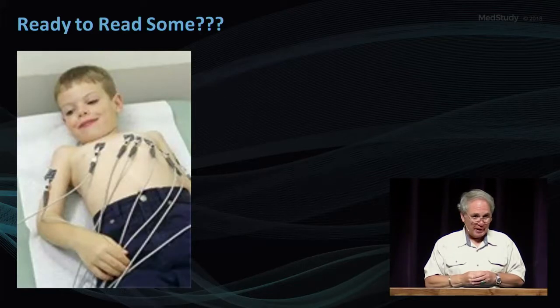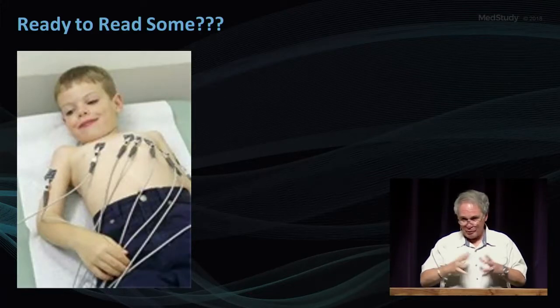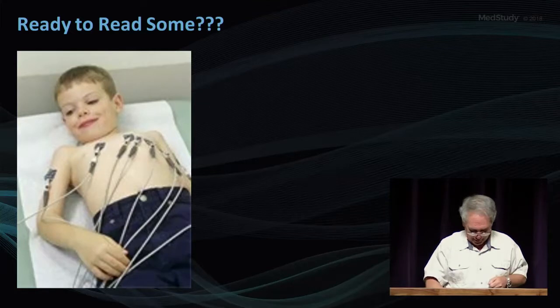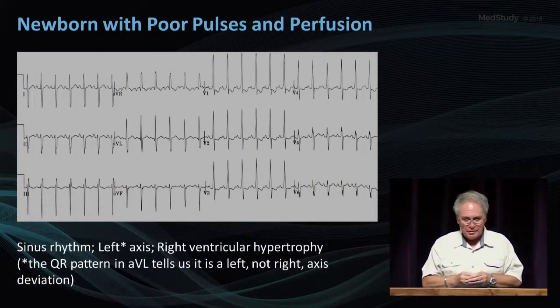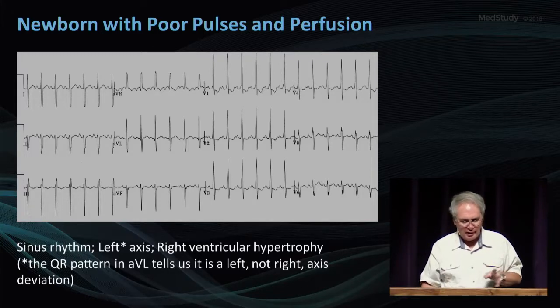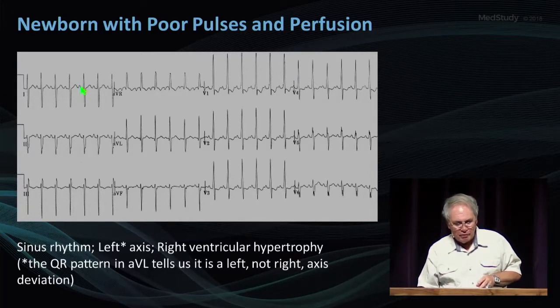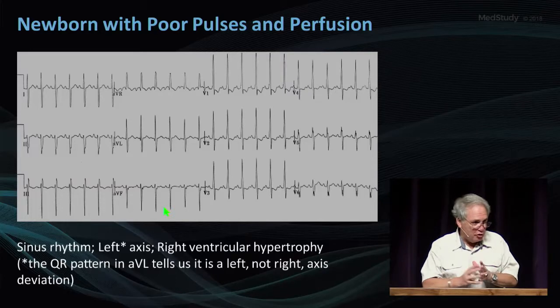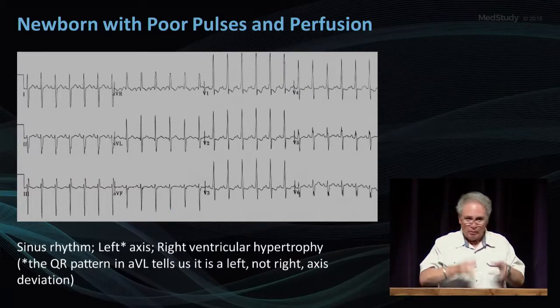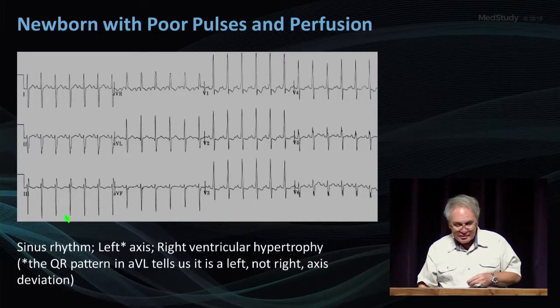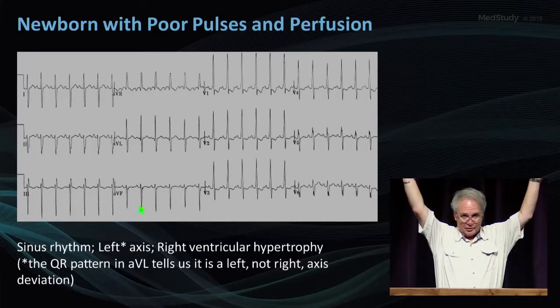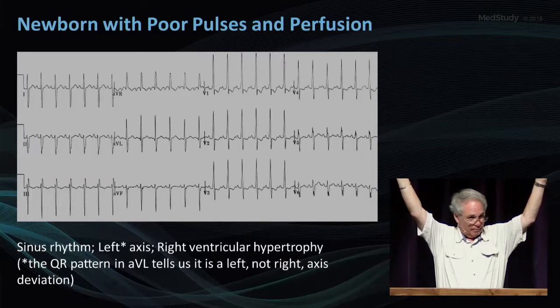Okay, you want to try to read some together? Sure. This is confidence boosting, okay? Watch this. Here's a newborn with poor pulses and poor perfusion. Okay, let's look at it. P wave before each QRS, sinus rhythm. Is there an axis deviation here? Look at AVF. What did I tell you about AVF? It should be positive in newborns, infants, children, adolescents, and adults. In this case, it's negative, meaning the QRS axis is pointing up here somewhere.